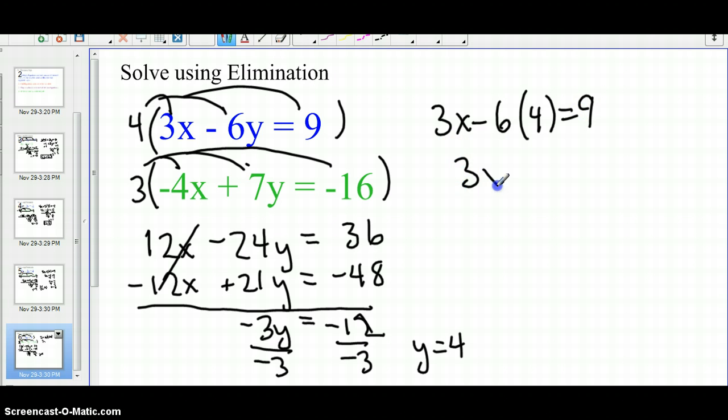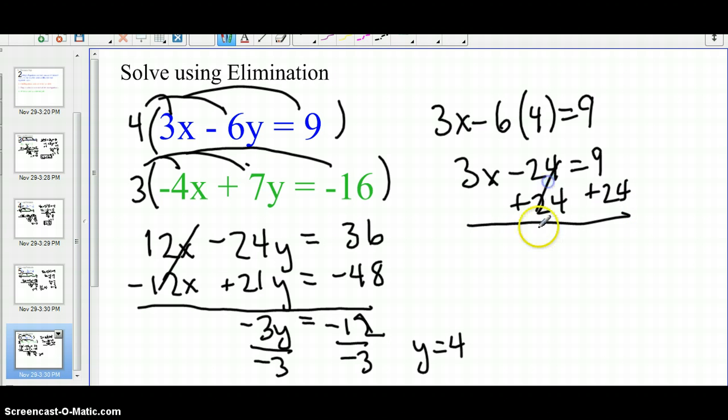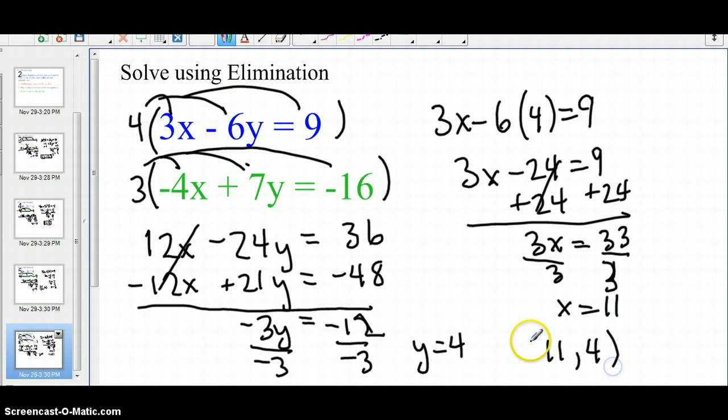So 3x minus 24 equals 9. Add 24 to both sides. So you'd have 3x equals 33. Divide by 3. x equals 11. So write your answer as an ordered pair. 11, 4. Remember, x always comes first.